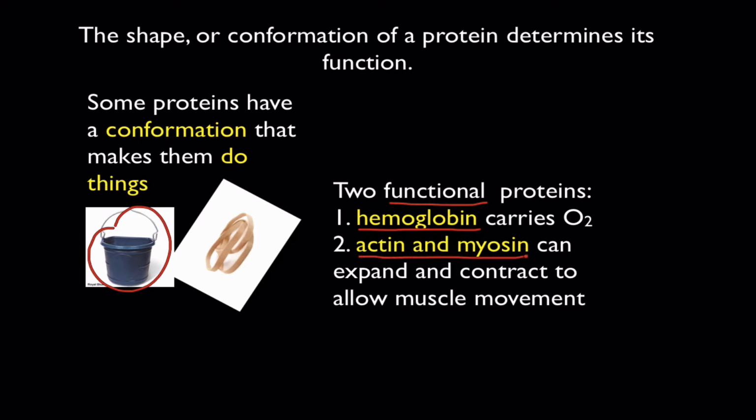Actin and myosin are two proteins found in your muscles, and they can expand and contract to allow you to move, kind of like rubber bands. So again, the conformation or shape of a protein allows it to do its job, and there are basically two kinds of proteins: structural proteins, which build things, and functional proteins, which perform jobs.